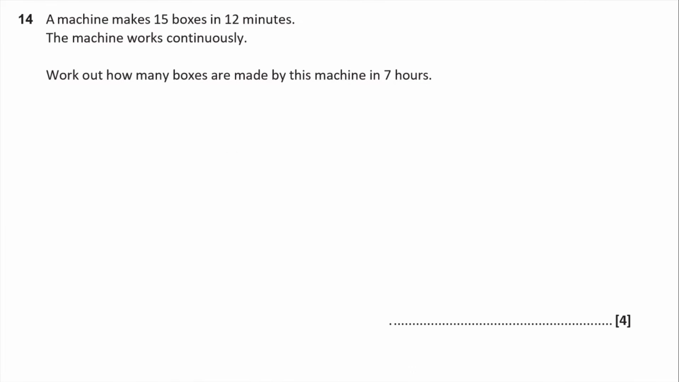Okay. Question 14. The machine makes 15 boxes in 12 minutes. The machine works continuously. Work out how many boxes are made by the machine in 7 hours. Right, so again, I'm going to do this as a ratio. So we've got boxes and time, haven't we? Okay, so it makes 15 boxes in 12 minutes. And I want to know how many boxes it makes in 7 hours.